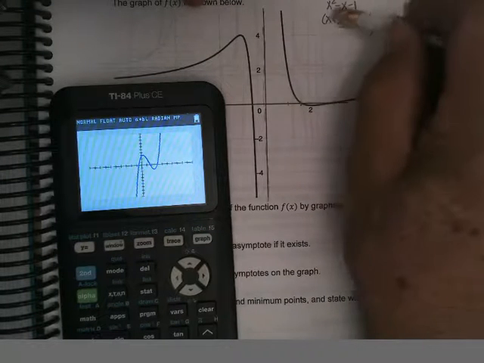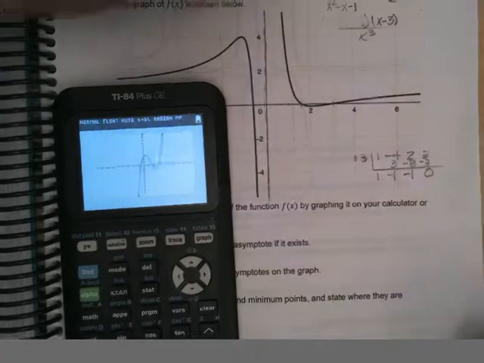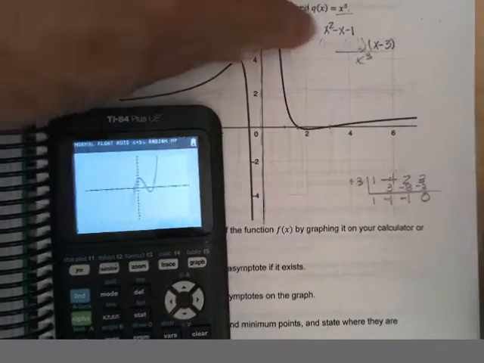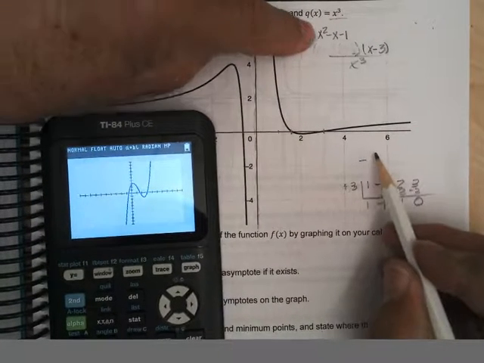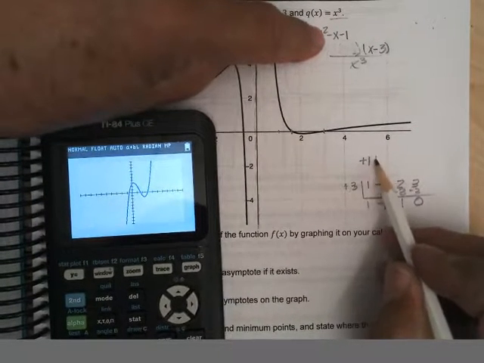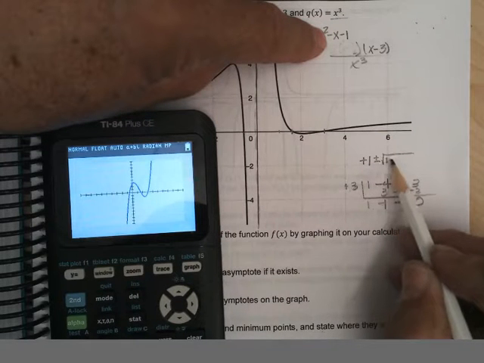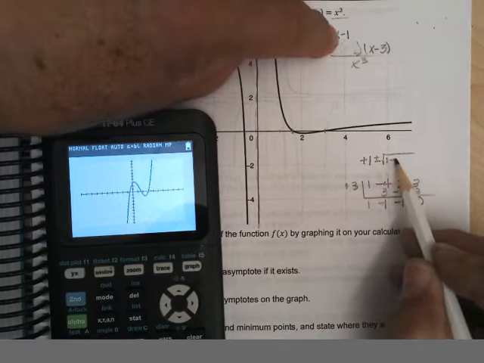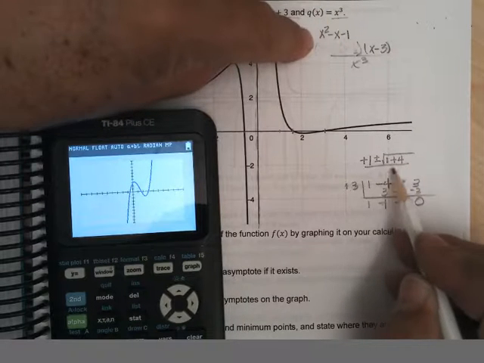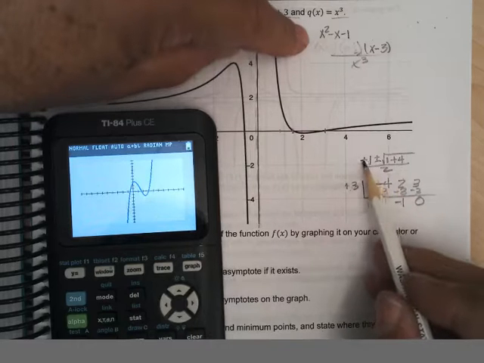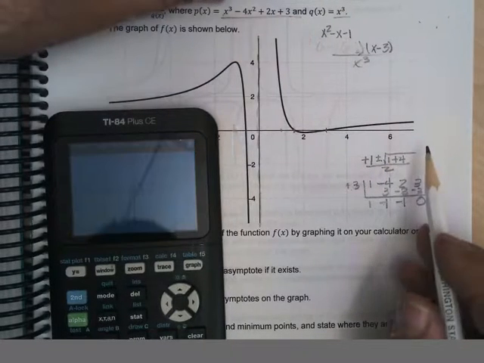So that doesn't factor to nice things. So what I need to do is go back up here and use the quadratic formula on this. So that would be plus 1 plus or minus the square root of minus 1 squared is 1 minus 4 times 1 times minus 1, plus 4, over 2 times 1. So I've got 1 plus or minus the square root of 5 over 2.